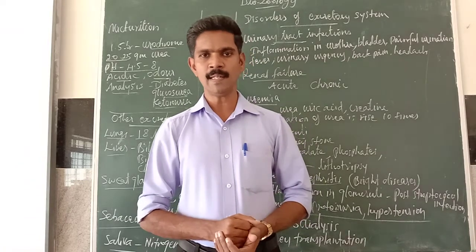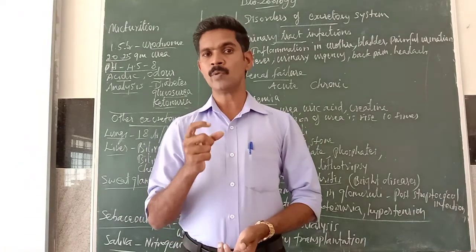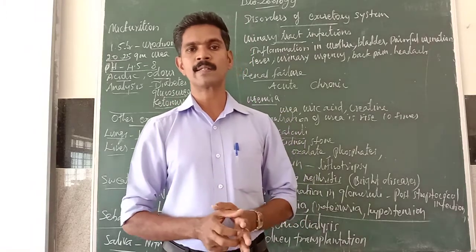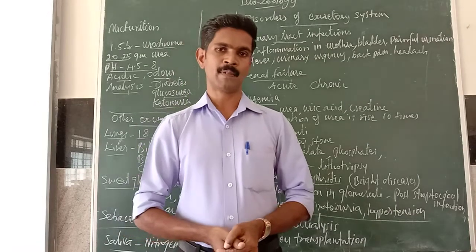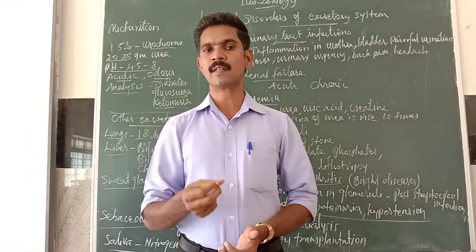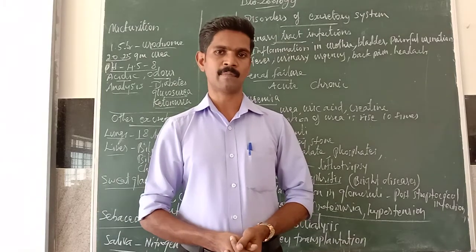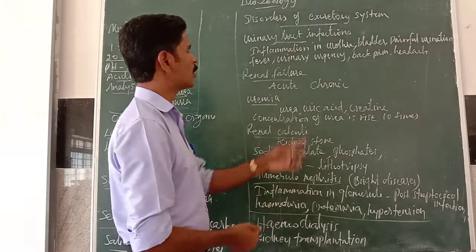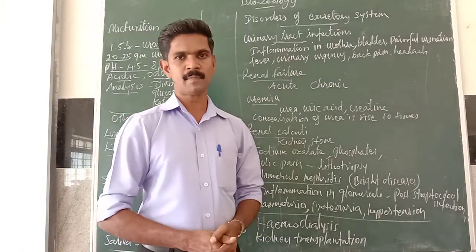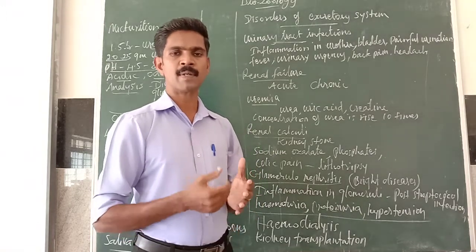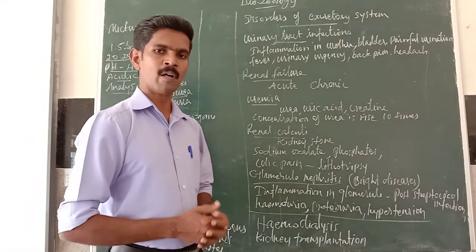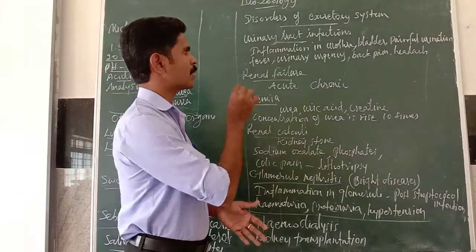And moreover, this urethra is located near the anal opening. So in the female body, the urethra is located near the anal opening. So there is a chance of easily getting infection in the urethra region in females. This condition is called urinary tract infection. Then, if any infection occurs in the urinary bladder, it leads to some symptoms. So now we are going to study the symptoms of this urinary tract infection.